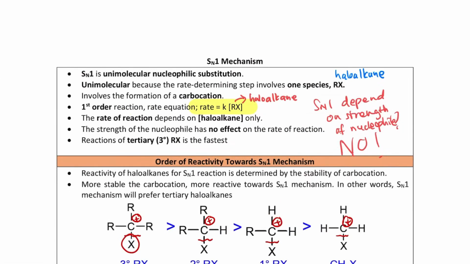But for SN1, it is a first order reaction, so the equation is rate equals k[RX] only. That means the rate of reaction depends only on the concentration of haloalkane. The strength of the nucleophile has no effect on the rate of reaction. So if the question asks whether the rate of reaction for SN1 depends on the strength of the nucleophile, your answer should be no, because according to the rate equation it depends only on the concentration of the haloalkane. Please take note on that one.